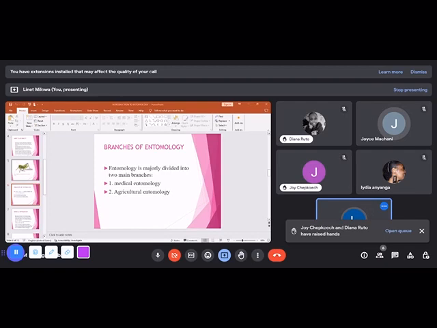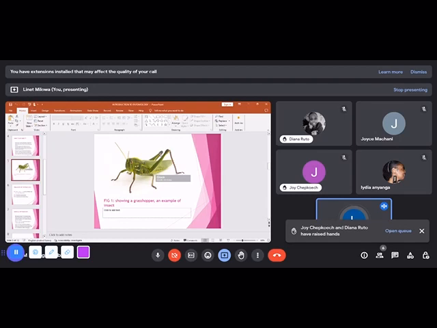So there is a diagram showing an insect. What is the name of this insect? Yes, Lydia? Grasshopper. Very good, Lydia. This is a grasshopper. As you can see, the insect has three pairs of legs. One, two, three. The insect has three body parts, that is the head, thorax, and abdomen. So all those features make it to be called an insect.